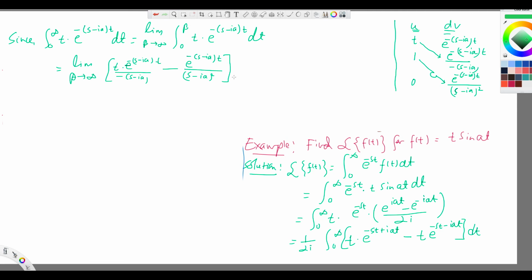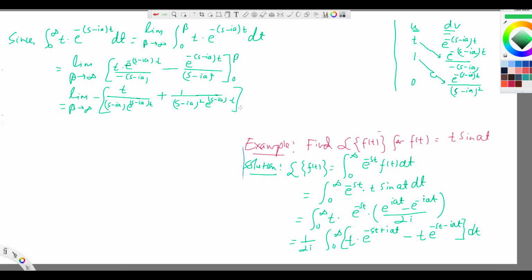And then outside the parenthesis the limits are 0 to beta. So if you simplify this, exactly the same technique, and then you plug in beta and 0. So limit beta tends to infinity, it will be like t over, let me write a negative sign outside as in the previous example, s minus ia, and then e to the (s minus ia) t outside. And then plus, because I took the negative sign outside, 1 over (s minus ia) squared times e to the (s minus ia) t.